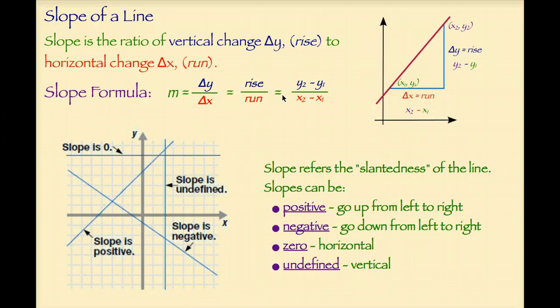So this is the formula that you probably already have memorized. Slope refers to the slantedness of the line, and it can be positive, negative, 0, or undefined. If the slope is positive, then the line is going to go up from left to right. If the slope is negative, it's going to go down from left to right. If the slope is 0, you're going to have a horizontal line, and if the slope is undefined, meaning there would be a 0 in the denominator of the fraction, you would have a vertical line.